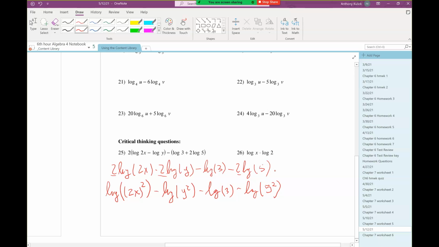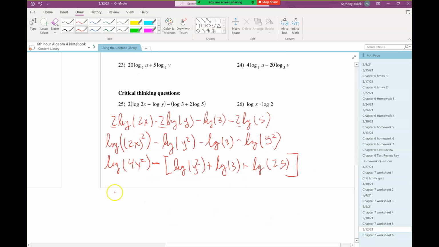Then we're going to look for our product properties. There's actually 2 product properties here that are hiding. So what I'm going to do is factor out that negative sign. And then it's obvious that there are those 2 product properties there. These are the 2 addition symbols. Notice on that step I also simplified 2x squared to 4x squared and 5 squared to 25.